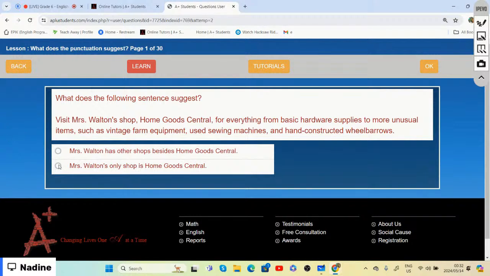So, what does the following suggest? It suggests that Mrs. Walton has other shops besides Home Goods Central, or does it suggest that Mrs. Walton's only shop is Home Goods Central? What does it suggest?